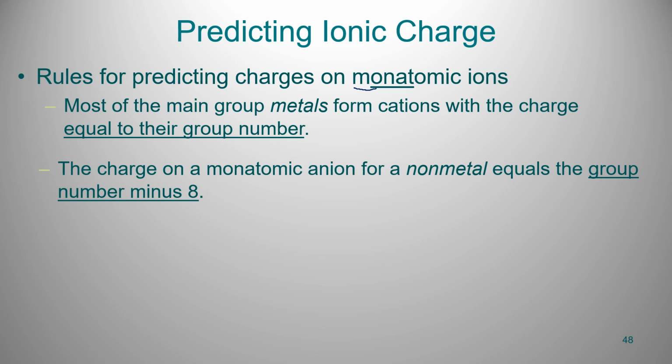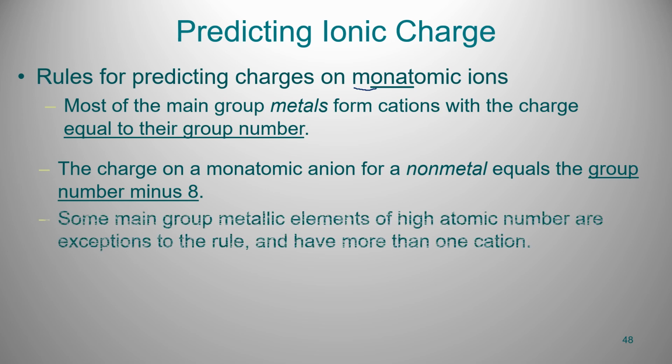And the monoatomic anions for nonmetals will equal the group number minus 8. So that's just another way of looking at it from the previous slide. There's 2 ways of looking at it. Like the sulfur, it's in group 6, 6 minus 8 is -2. So sulfur will make a -2. Sodium is in the first group, so it's a +1. Chlorine is in the 7A, 7 minus 8 is -1.